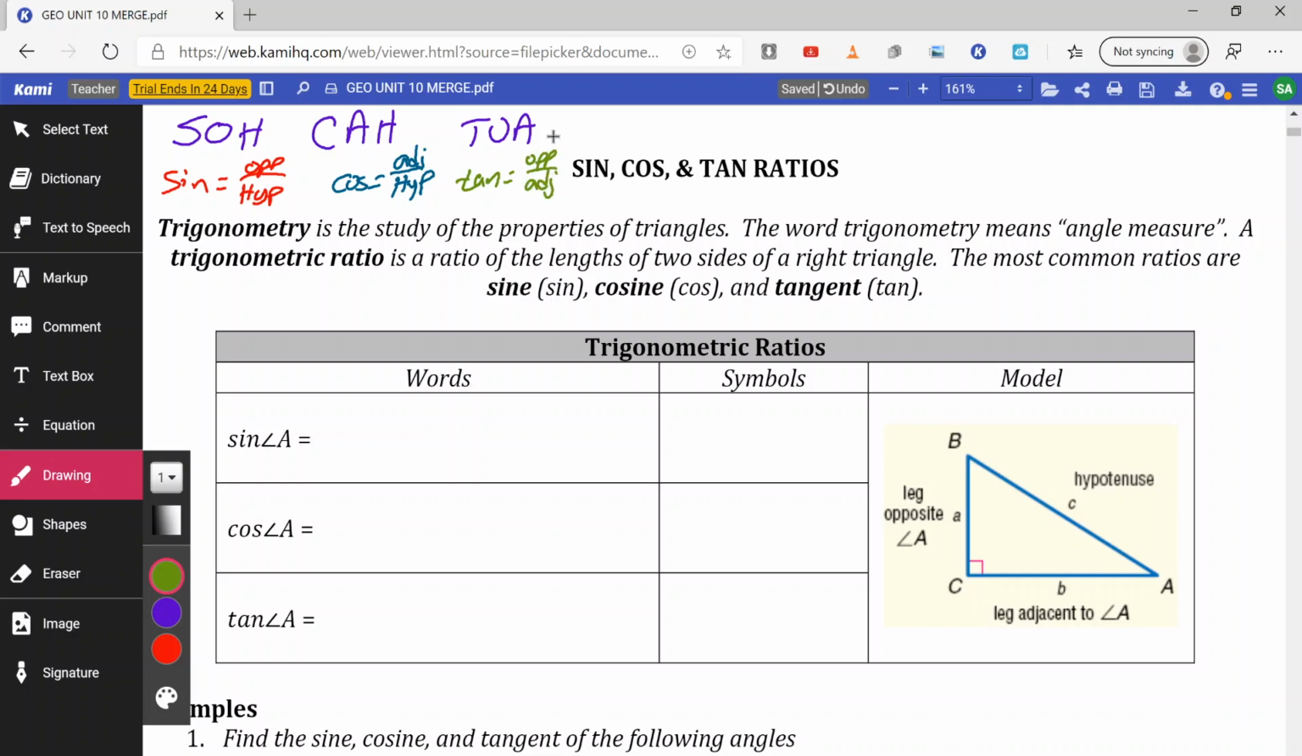The hypotenuse is always going to be across from the right angle. And then opposite and adjacent sides are going to be dependent on what angle we're dealing with. For instance, here in our little box, we're dealing with the sine, cosine, and tangent of angle A. So there is angle A. Sine being opposite over hypotenuse, the opposite side is the one across from it. In this case, it's side A over the hypotenuse, side C.